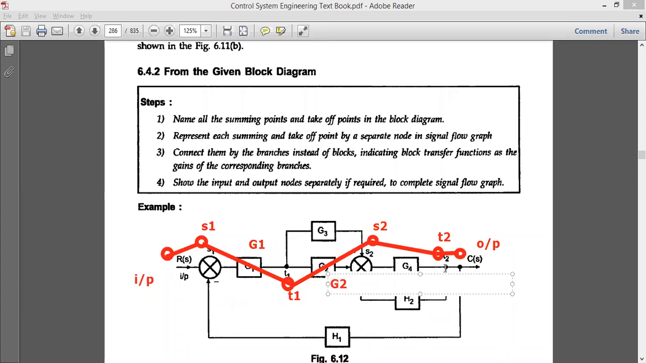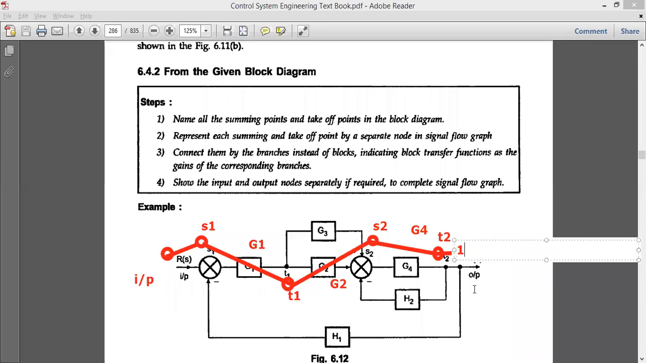Okay, so between S2 and T2 I have a block of G4, write it as G4. Here I don't have anything between T2 and the output, you simply write it as 1. And here between input and S1 I don't have anything, you write the gain will be equal to 1. So this is nothing but point number 3.